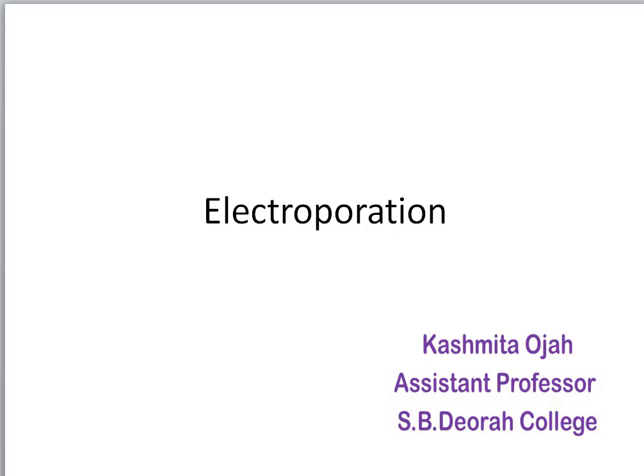Now, there are various methods of gene transfer. One is the direct or vectorless gene transfer method. Under it, I have discussed the particle gun method and microinjection methods. In this class, I'll be discussing electroporation. And there is another method, the indirect or vector-mediated gene transfer method, in which we have Agrobacterium tumefaciens.